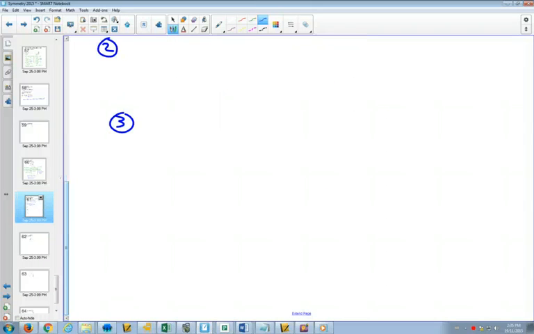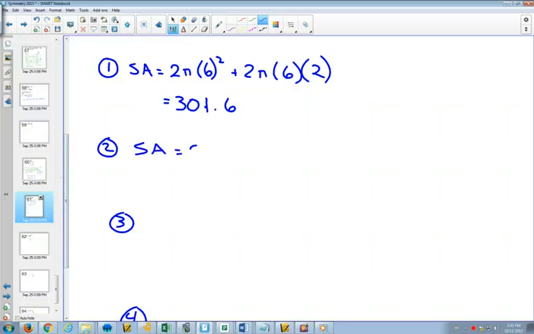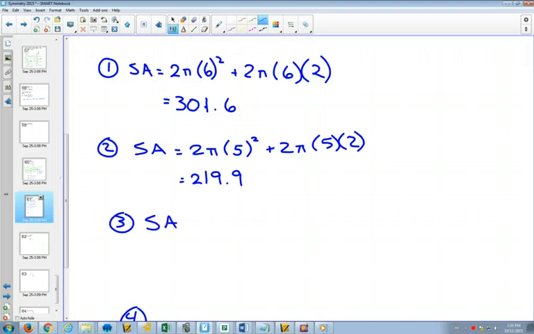So we can set it up already for our 4 cylinders. It's going to be the same surface area formula, but our second biggest one, what is the radius of that one going to be? 5. So quickly type this into my calculator. And this one has a surface area of 219.9. The third one, what is the radius of the third one? 4.